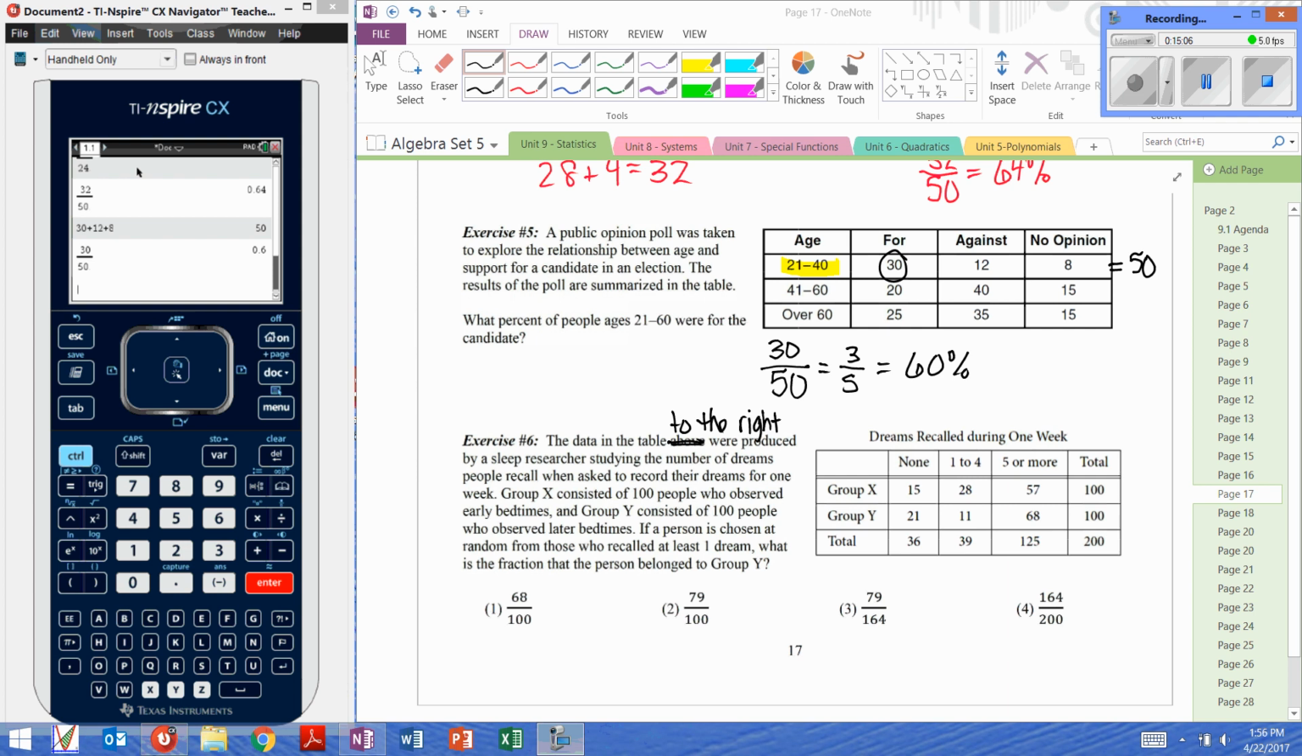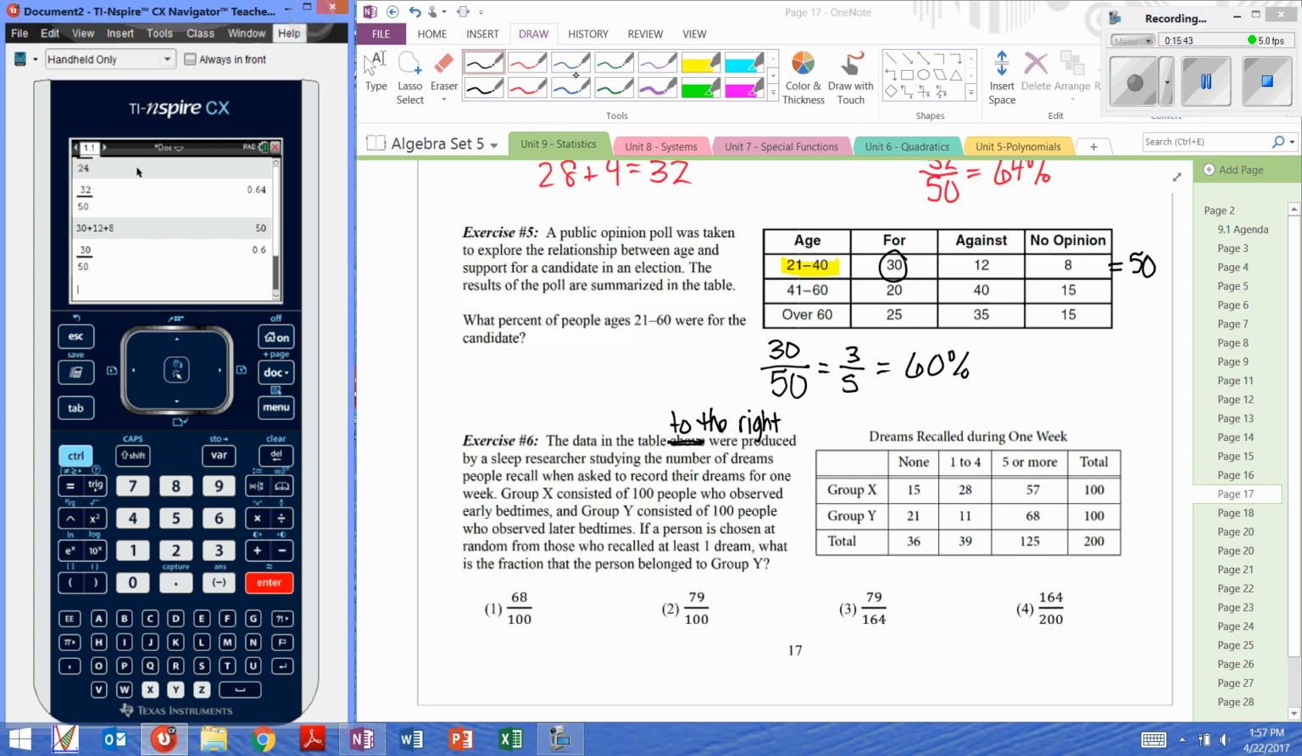Exercise 3, there was another typo, I'm sorry. So it says the data in the table above, there's no table above, it's actually to the right. And what it has done is it summarized dreams recalled during 1 week, and they surveyed 100 people who observed early bedtime, so they went to bed early, whatever that might mean. And then group Y consisted of 100 people who observed later bedtimes. So here's the question, drum roll. Okay, if a person is chosen at random from those who recalled at least one dream.